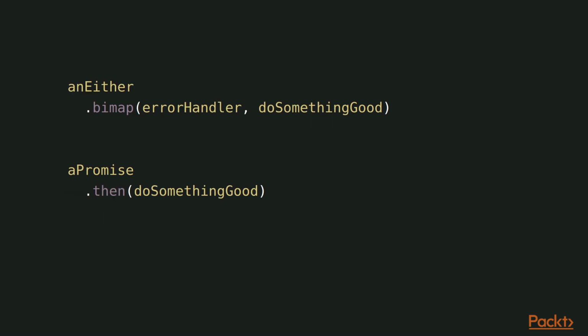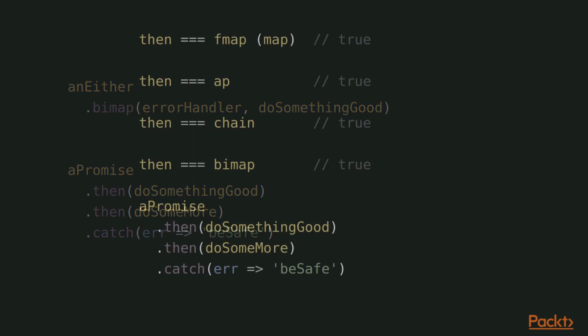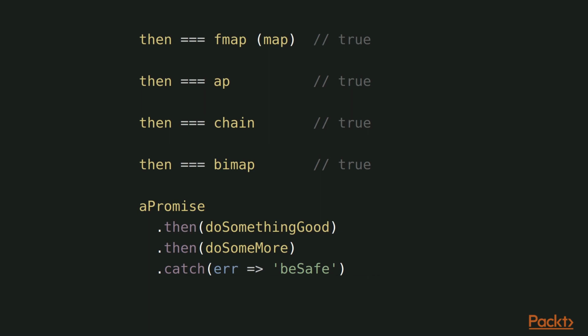You don't have to put an error handler in every call to .then, as long as you provide something like a .catch at the very end of your promise chain, you're good. Bimap takes two functions, where then takes one or two. So then basically replaces all the different functions that we've learned on the monad.